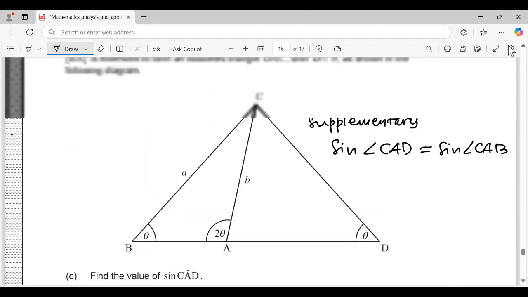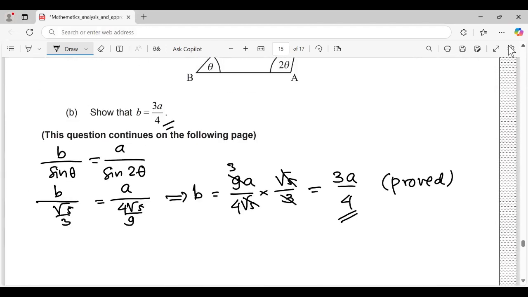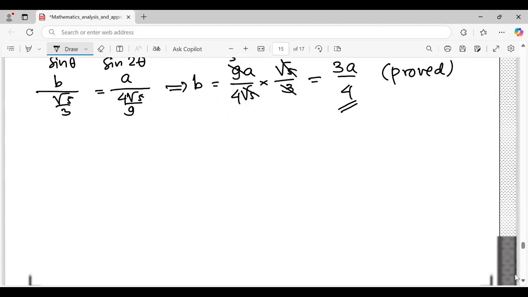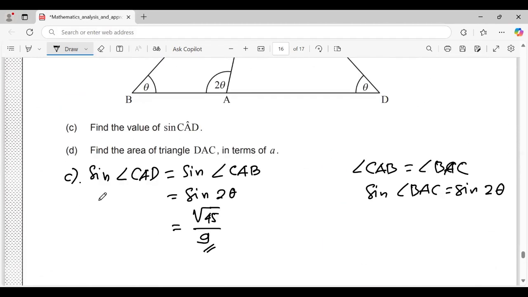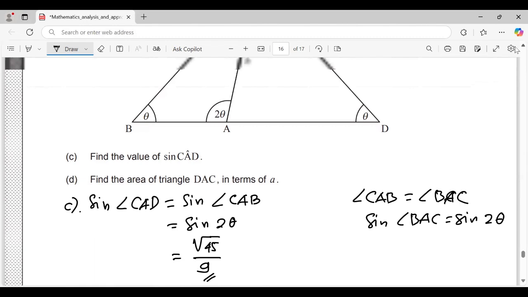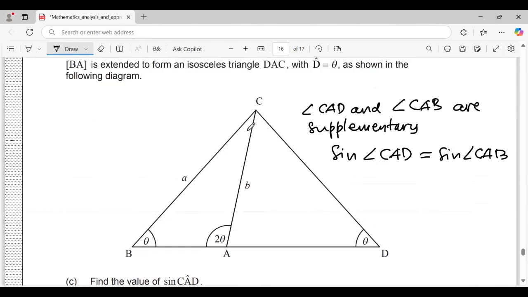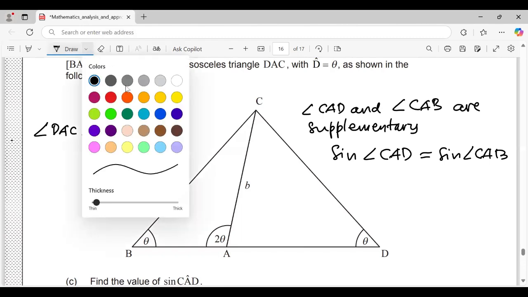Now part D. Find the area of triangle DAC in terms of A. I'm going to show you that actually angle DAC is theta. I'm going to show you my analysis about this.